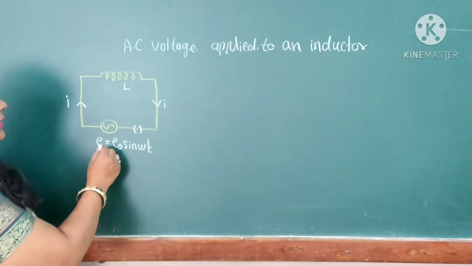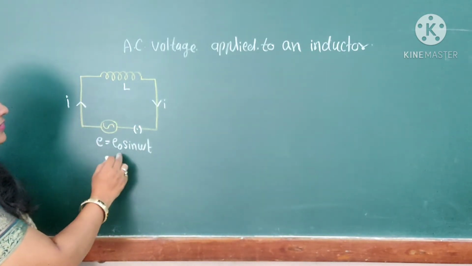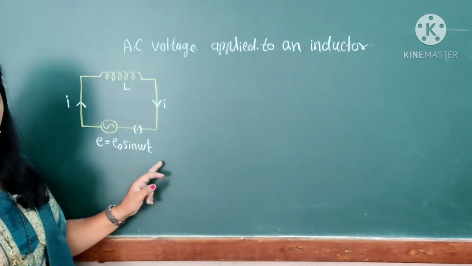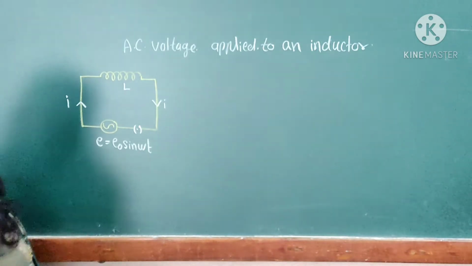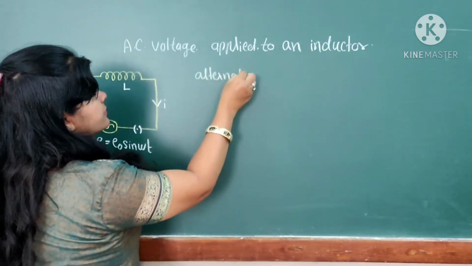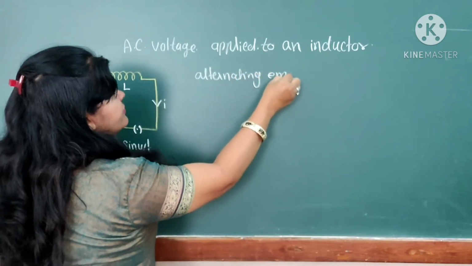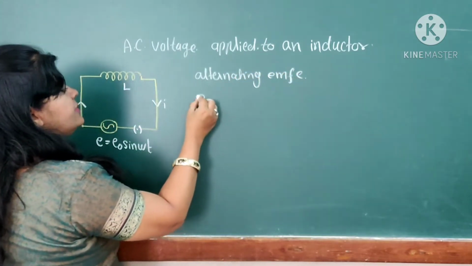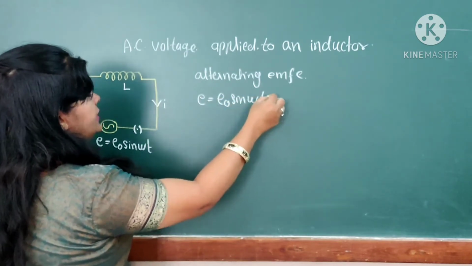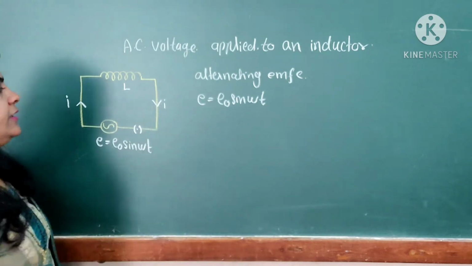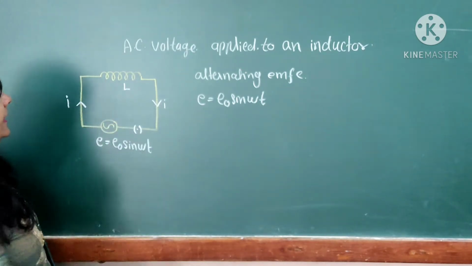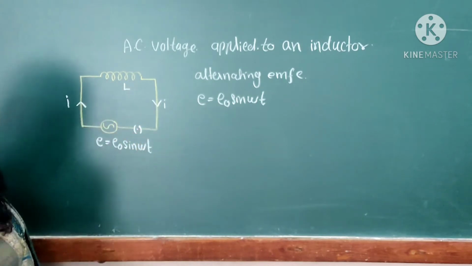Next, an alternating EMF is applied to the AC circuit. The alternating EMF E is given by E = E0 sin ωt. L represents the inductance of this coil, and current I is flowing through it.